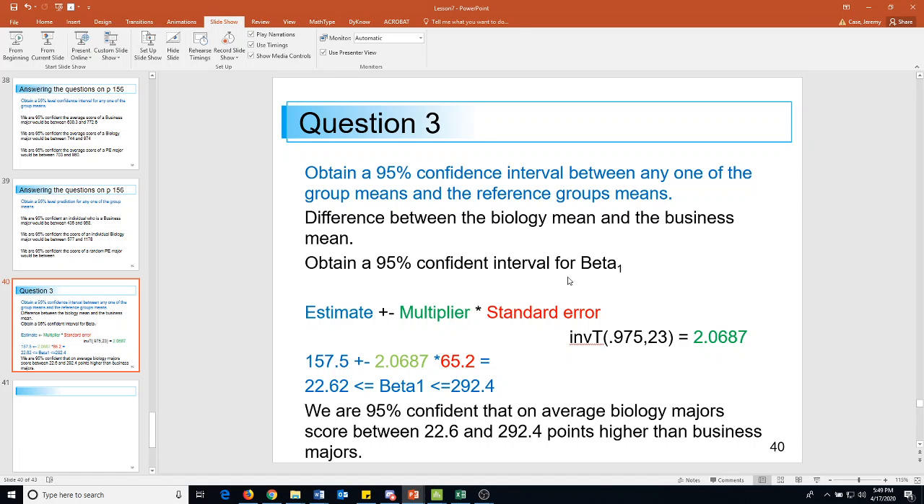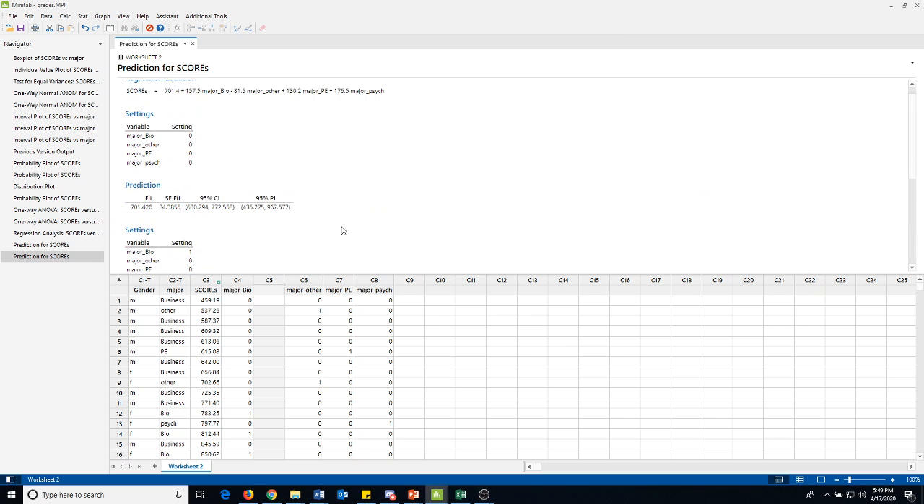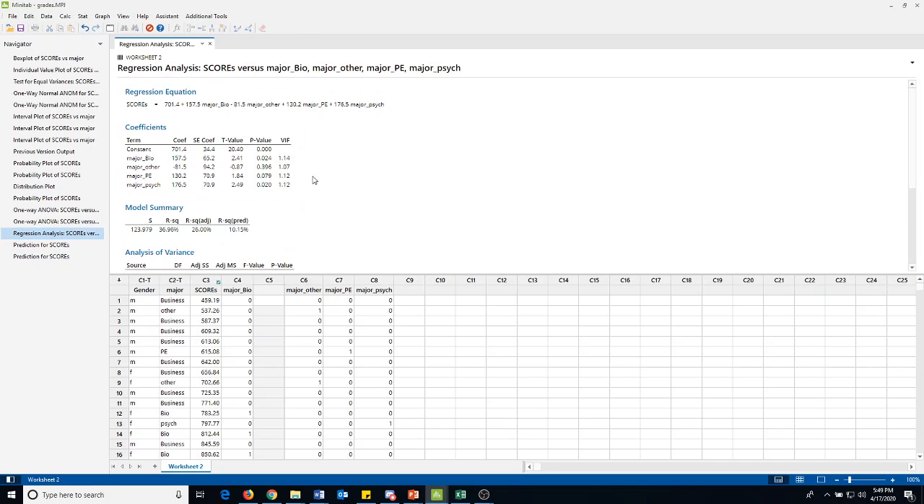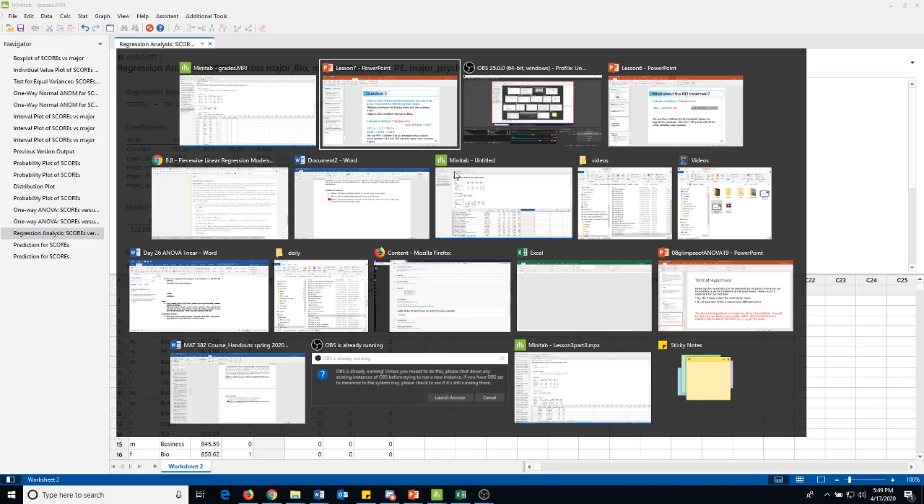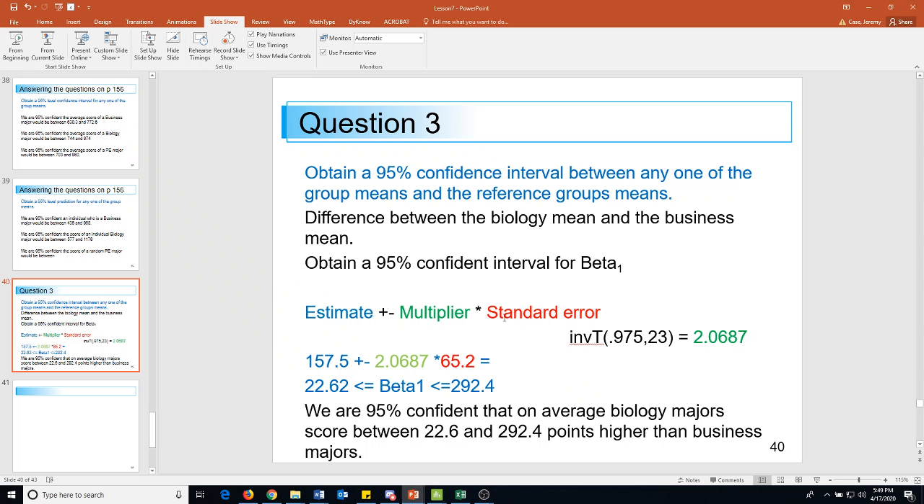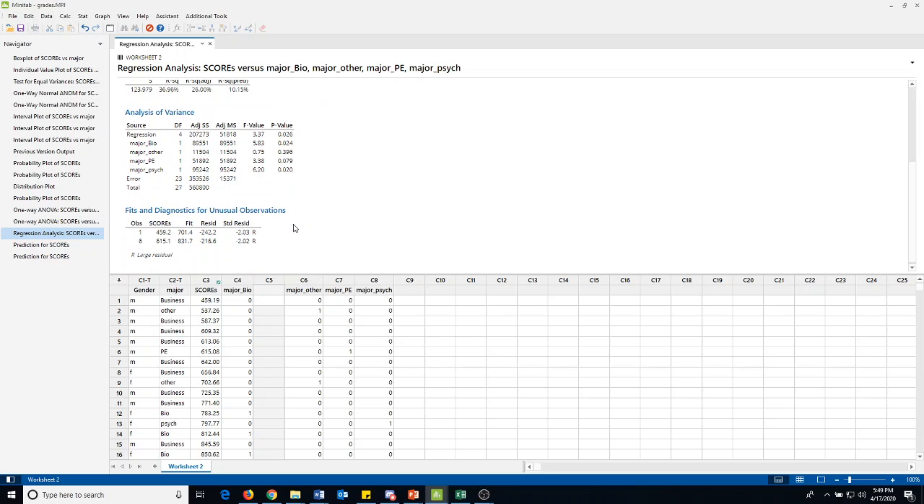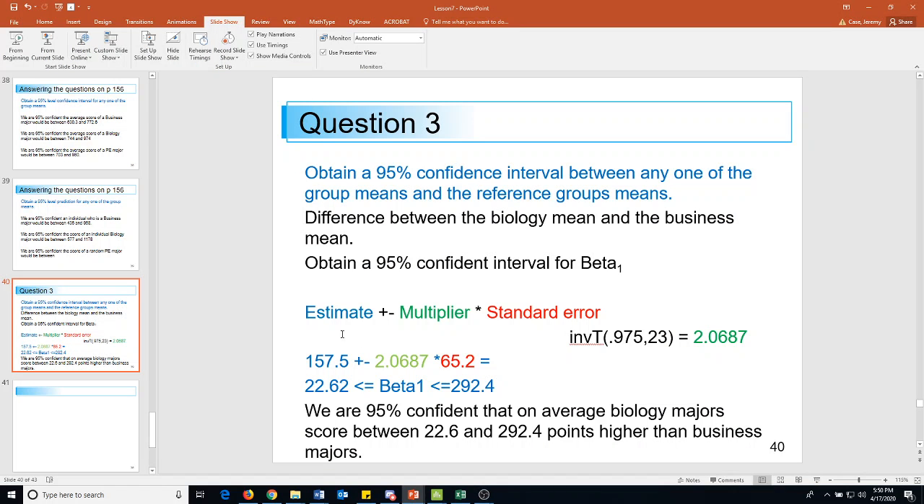So let's go ahead and take a look at what we had here. Go to the regression analysis. Bio had a coefficient of 157.5, standard error of the coefficient 65.2. So it's my estimate plus or minus my multiplier times standard error. We have 23 degrees of freedom because we look at the standard error degrees of freedom, and there's 23 right there. And I get a confidence interval between 22.6 and 292.4, so we're 95% confident the average biology major scores between 22.6 and 290.4 points higher than the business majors.